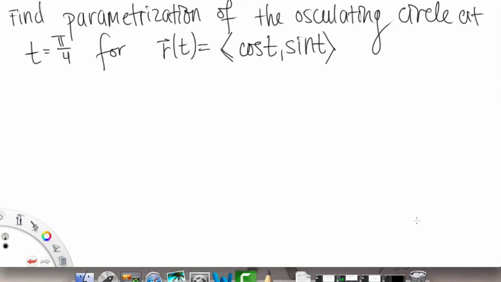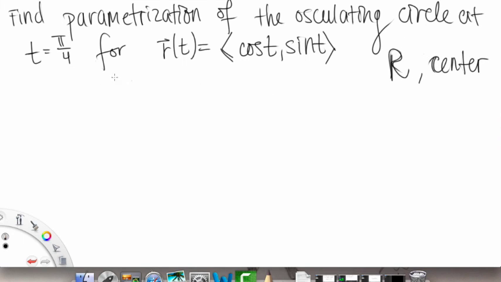In this question, we're supposed to find the parameterization of the osculating circle at t equals pi over 4 for r of t equals cosine t, sine t. The first thing to do is, in general for an osculating circle, what we'll need is the radius of curvature and the center. Then we can write our formula and construct the parameterization.